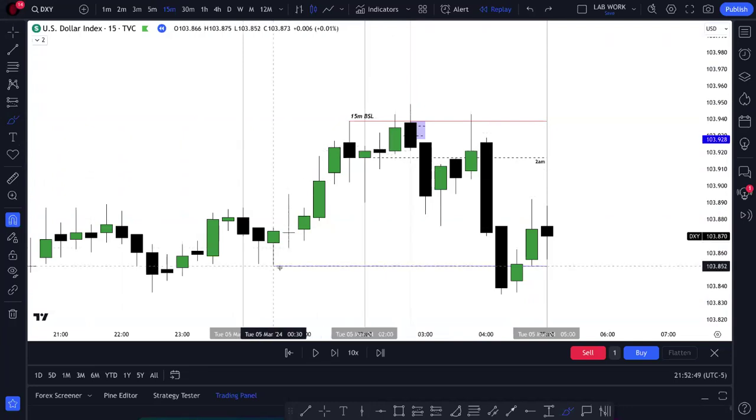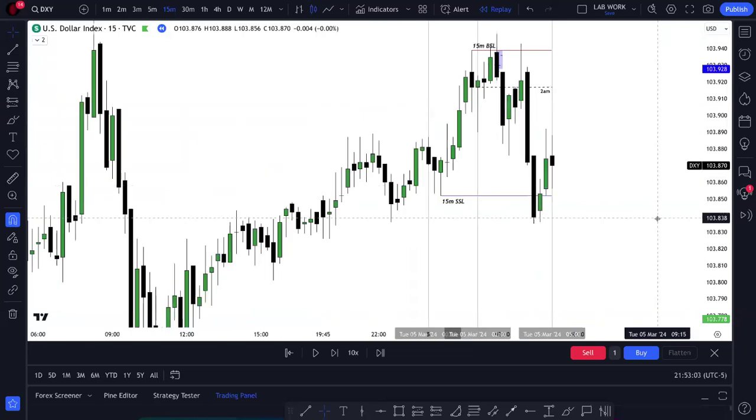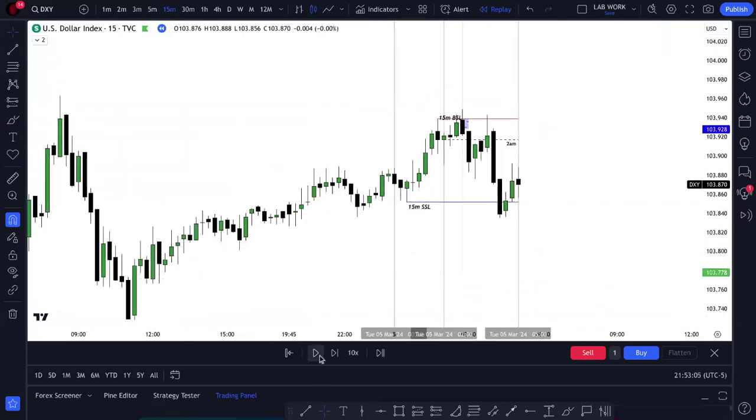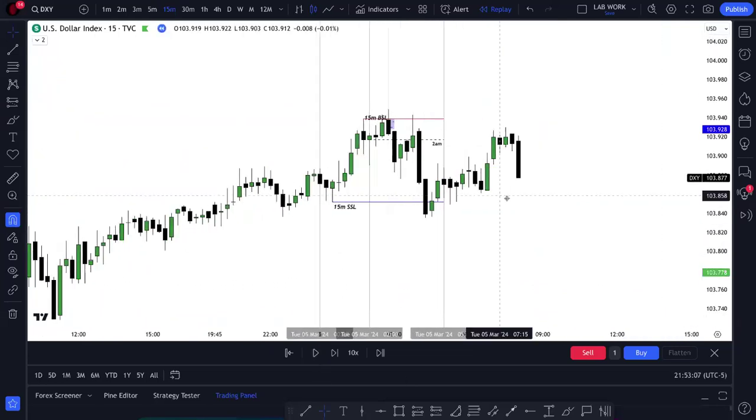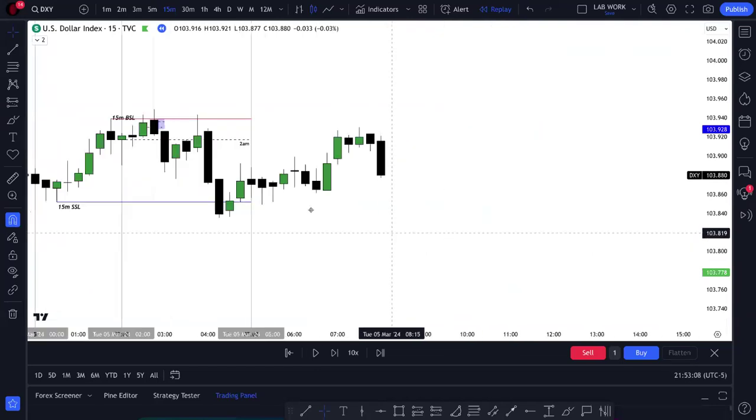15-minute swing low is taken out, and that is sell side liquidity. 15-minute sell side liquidity. The market is open for liquidity pools, and that's what it did during London, going towards the higher time frame premise of a lower dollar. Play it forward, and now we go into the next model.